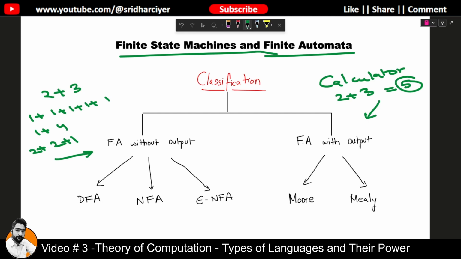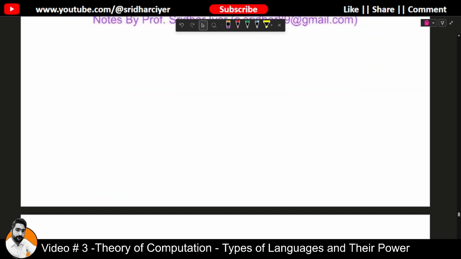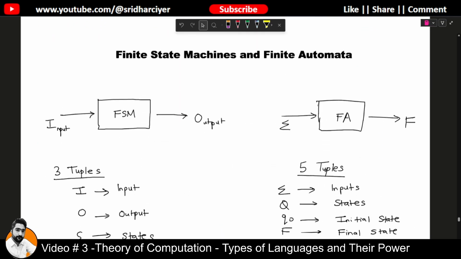So I can further divide the FA without output into these classifications, that is DFA, then NFA, and then epsilon NFA. We'll discuss that in much detail in the next few videos. So for the time being, these are the 5 different machines which we are going to understand in our very first module, that is finite automata. Next up, we are also going to learn about what is FA and FSM. So I'm leaving this for the next video.